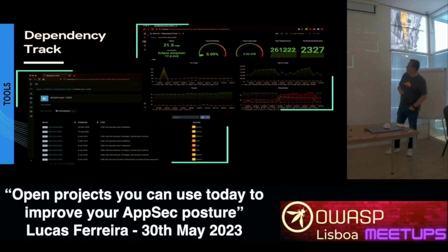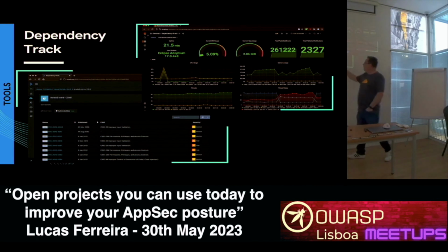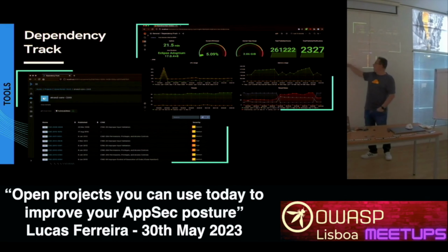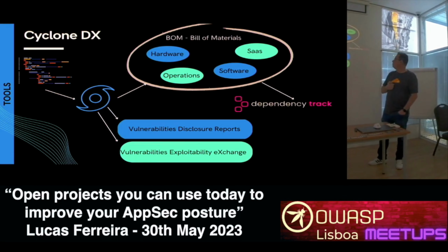I'm not sure you can see very well, but here it's kind of the main dashboard where you can have metrics about a specific project and how it's evolving, if it's improving or not. And here you can have the specific vulnerabilities that were found, and then you can get more information about them.